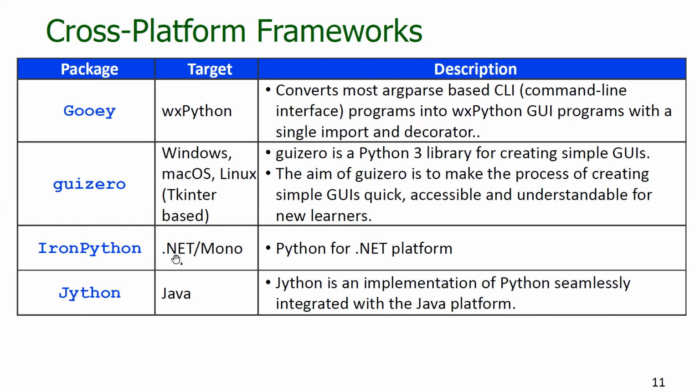The next package is Iron Python, suitable for .NET or Mono platforms. This is mainly for Python with .NET platforms. Then Jython is the next package suitable for Java. Here Jython is an implementation of Python seamlessly integrated with the Java platform.